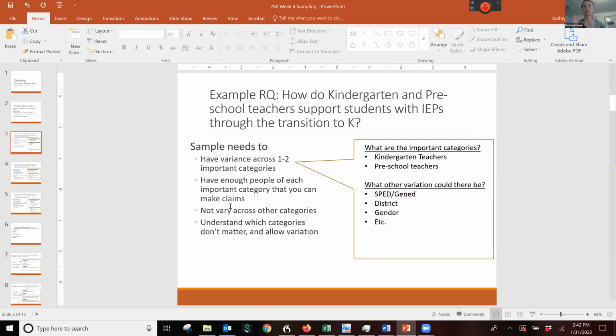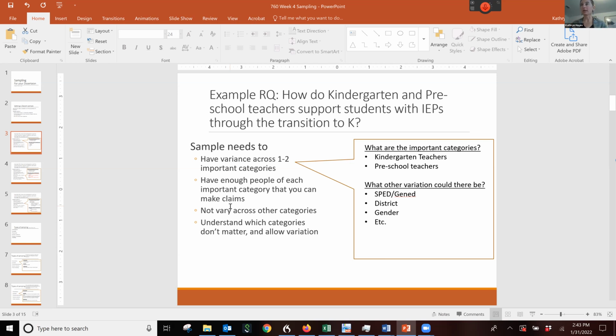Okay, so this first thing right here, the example research question that I'm going to use right now is adapted from one of my students. How do kindergarten and preschool teachers support students with IEPs through the transition to kindergarten? The last part of that research question is not that important for this lecture. The piece that's important is this idea of how do kindergarten and preschool teachers support students with IEPs?